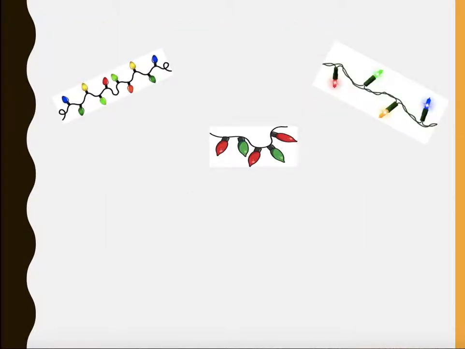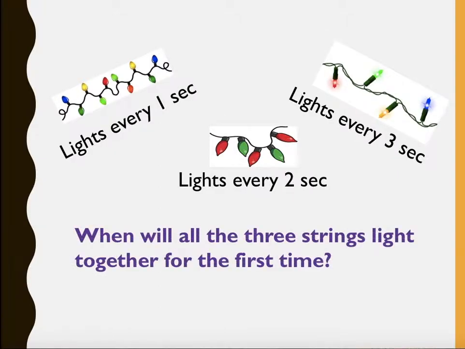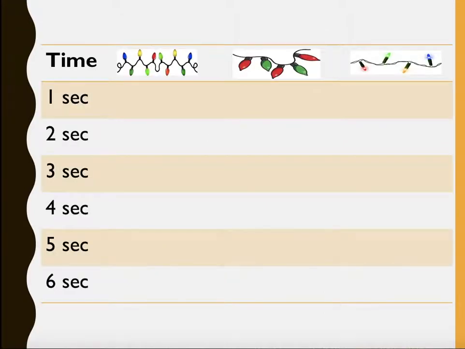Okay? Let's look at a live example so we can understand LCM better. We have 3 strings of lights here. The first one lights up every 1 second. The second one lights up every 2 seconds. The third one lights up every 3 seconds. Now the question is, when will all 3 of them light up at the same time for the first time?